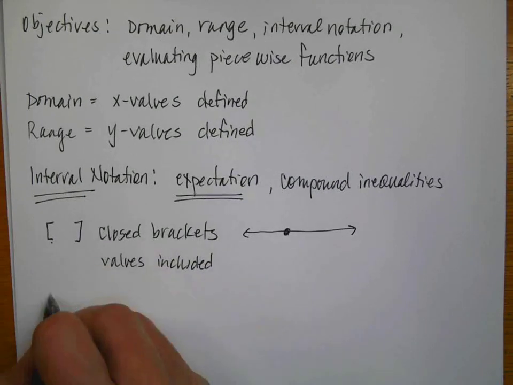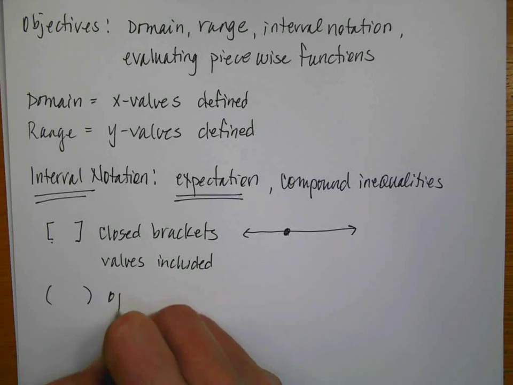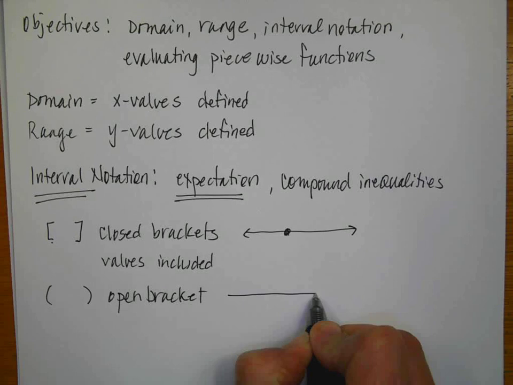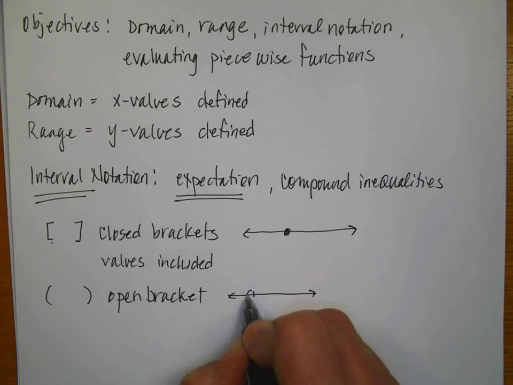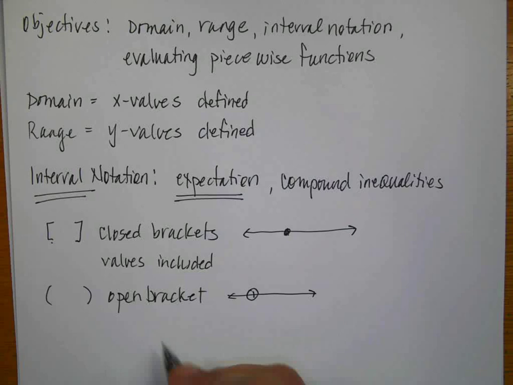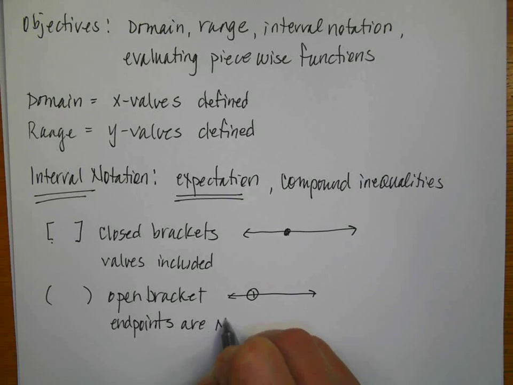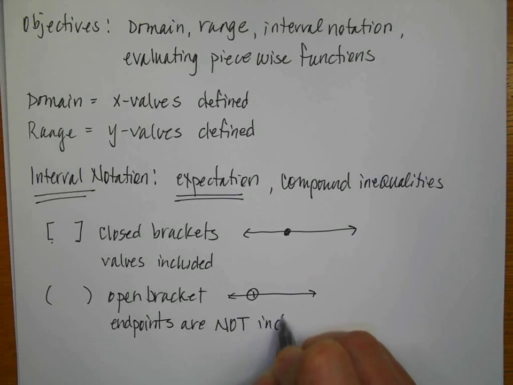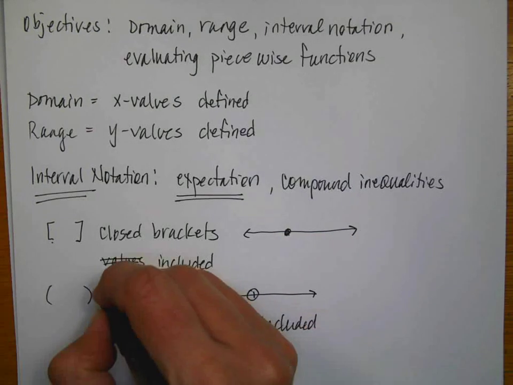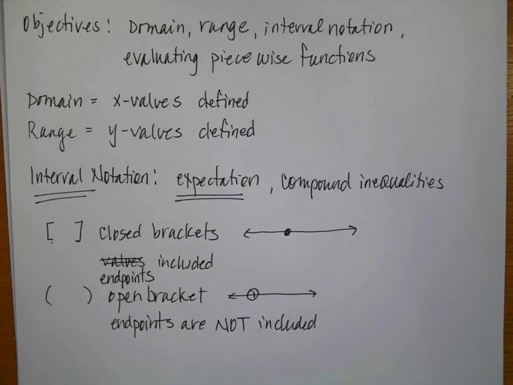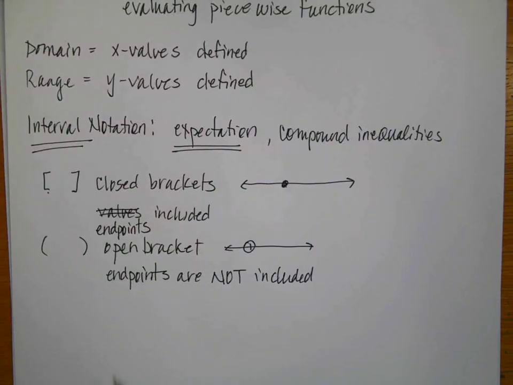Okay? All right, an open bracket is going to be very similar. It's going to be as if you had a number line and I have an open circle. So in this one, the end points are not included. And I guess to be consistent, I'm going to change values and I'm going to have that be endpoints because that's a little bit more specific. All right? So let's do a couple of examples on this.